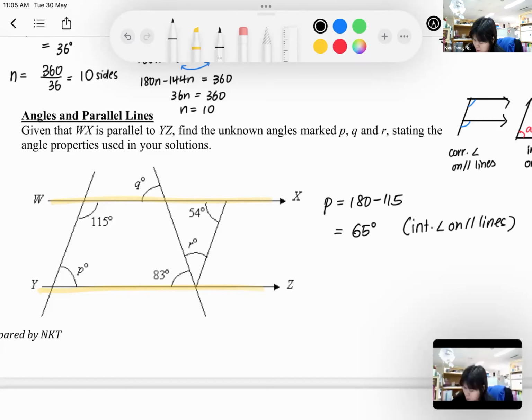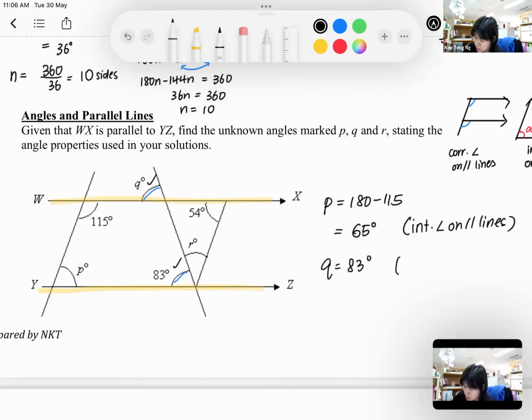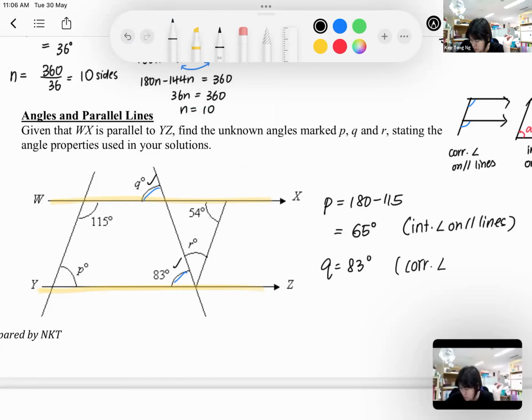Next one, if I want to find angle Q, these are parallel lines, and you can see that this angle and this angle are actually the same. So Q equals 83 degrees. Anyone tell me what property I write? Corresponding angles on parallel lines. Please remember to write the on parallel lines, okay?